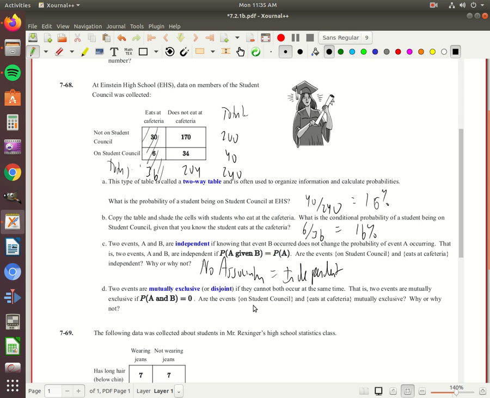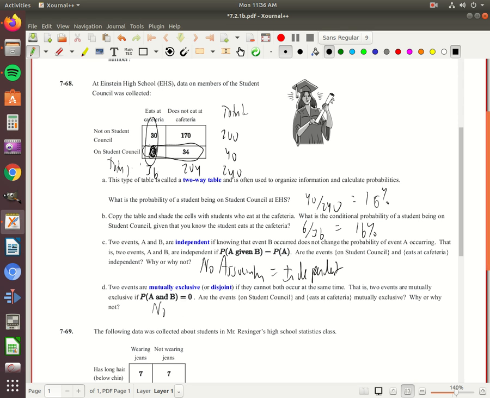So are the events being on the student council and eating in the cafeteria mutually exclusive? Here's the people on the student council, and here's the people that eat at the cafeteria. Where they overlap right here would have to be 0, but it's actually 6. So I would say no, they're not mutually exclusive because 6 people do both.